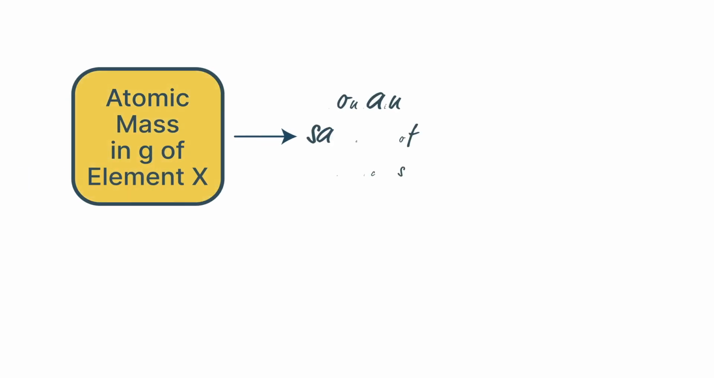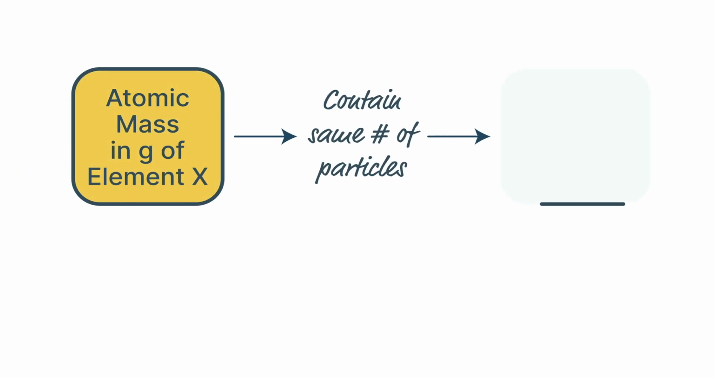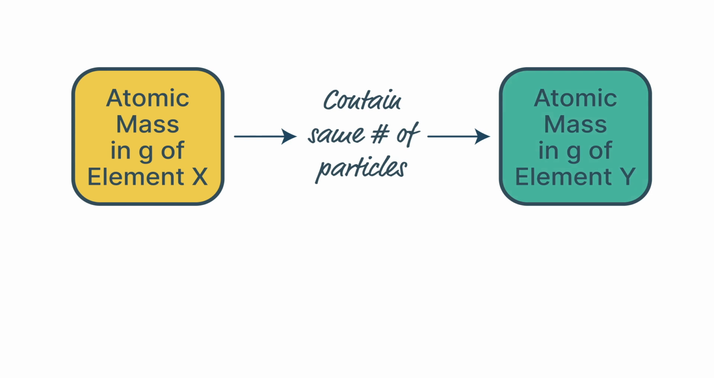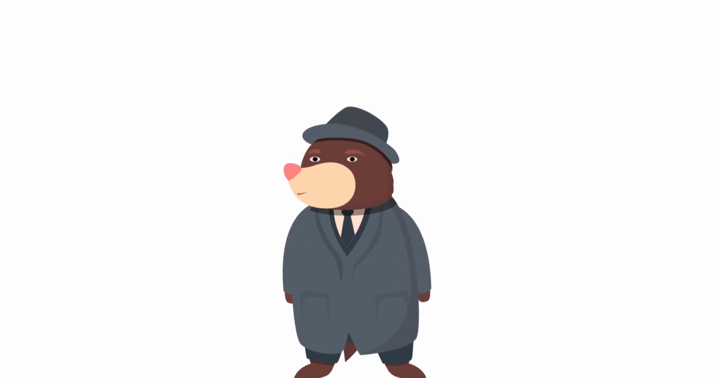So now we have a system. For any element, we know that the atomic number in grams will contain the same number of particles as any other element's atomic number in grams. Indeed, we can extend this further to compounds and molecules, where the formula mass in grams of a compound contains the exact same number of molecules as the formula mass in grams of any other compound. And three guesses for what we call this.